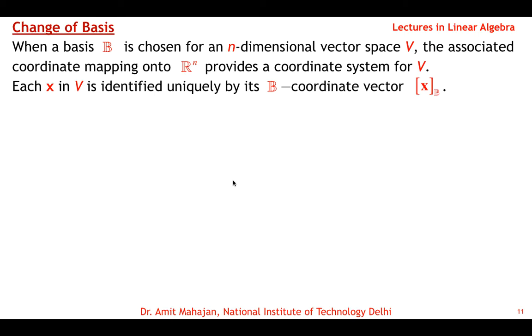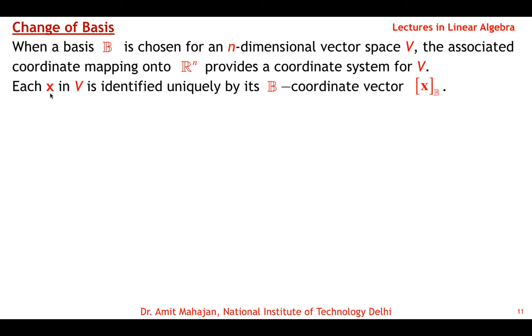Okay, now the second thing that we are going to do is the change of bases. If we are given two bases for the same space, how can we move from one basis to another? When a basis B is chosen for a vector space V, the associated coordinate mapping is onto Rn and provides a coordinate system for it. We just proved a theorem that the mapping is onto, and each x in V is identified uniquely by the B-coordinate vector [x]_B.